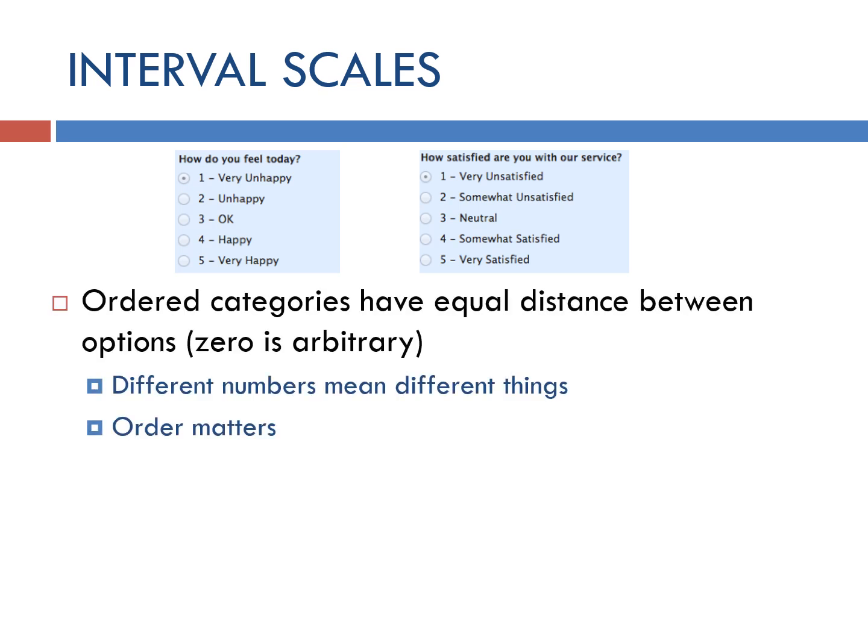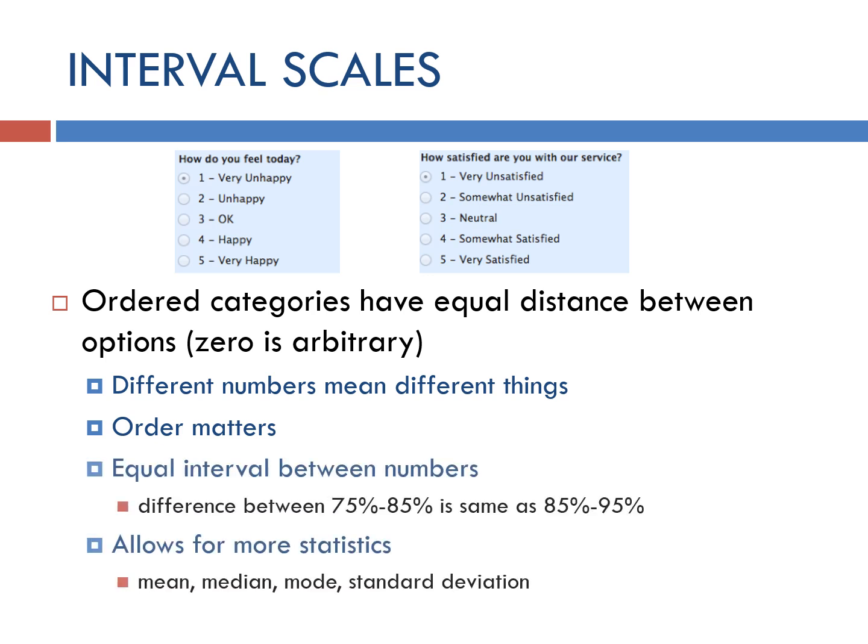An interval scale is any time when there are ordered categories, so we're taking that ordinal variable and increasing the level of specificity here. It has ordered categories, but they have an equal distance between the options. So it is not an unknown interval. It is very specific. The different numbers mean different things, order matters, but they have equal intervals between numbers. We know that a difference between 85% and 75% is the same as between 85% and 95%.